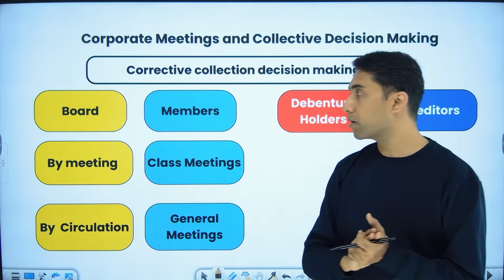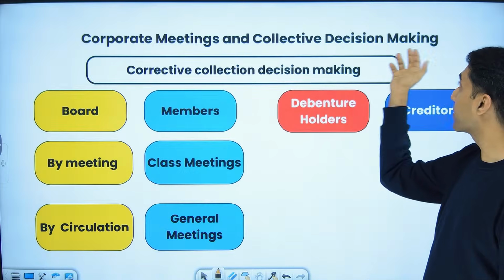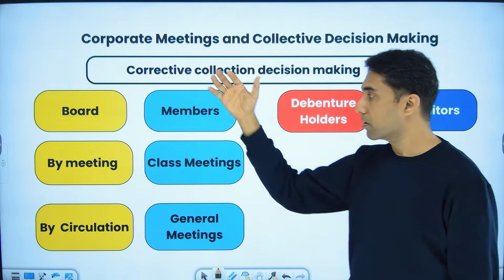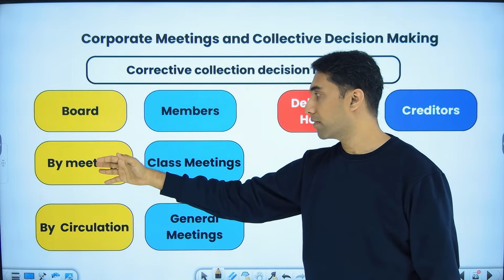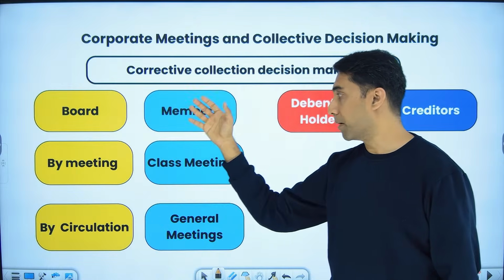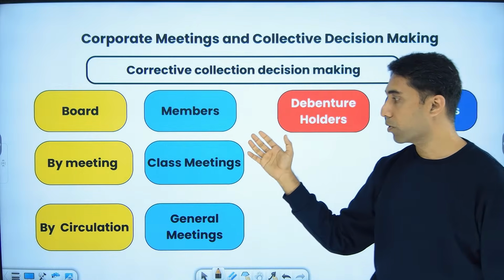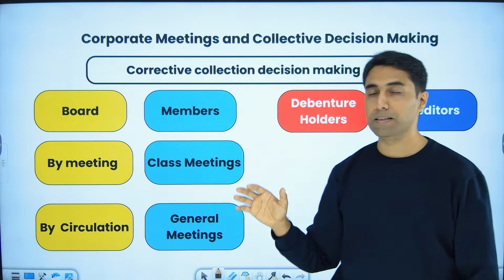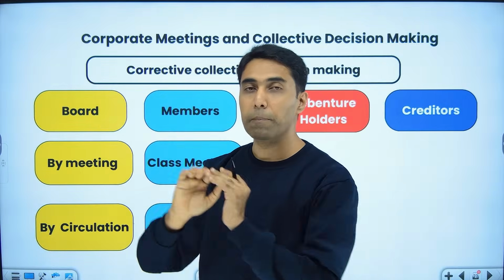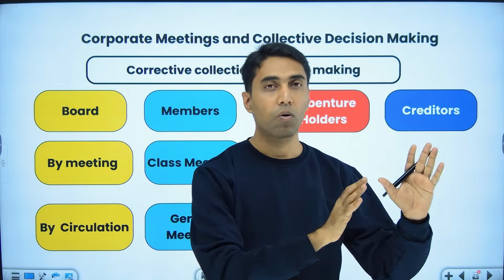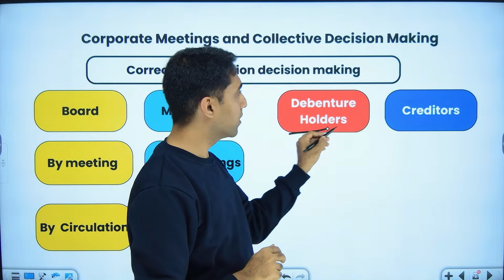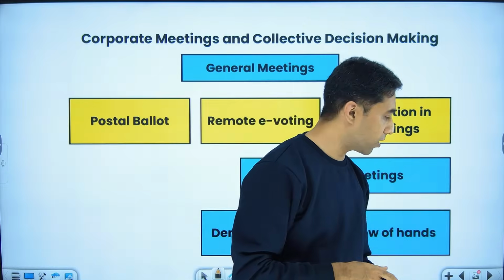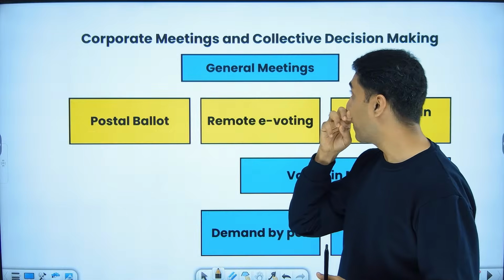Yeah, minutes will be useful for that. So, corporate meetings and collective decision making. I've already told this to you. The board of directors have a meeting. The members have different meetings. It could be class meetings, general meetings. Class meeting means meetings of only preference shareholders, meetings of only debenture holders, like that. Creditors meeting. These are the different types of meetings which we have. This we already have seen briefly.